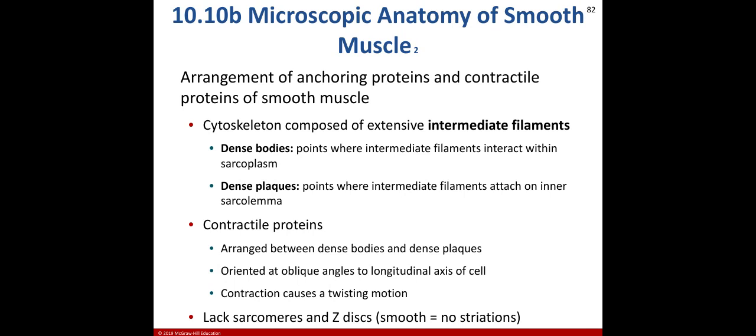A couple things here. The cytoskeleton has intermediate filaments in our smooth muscle. There's going to be points where they interact with the sarcoplasm and points where they are interacting on the inner sarcolemma. They have these contractile proteins that are there to sort of cause a twisting motion. And these muscles don't have a Z disc, so they don't have any striations. They're smooth.